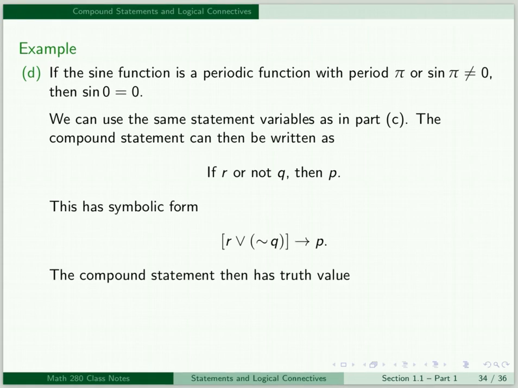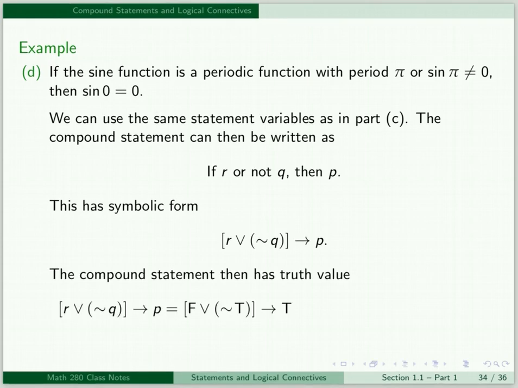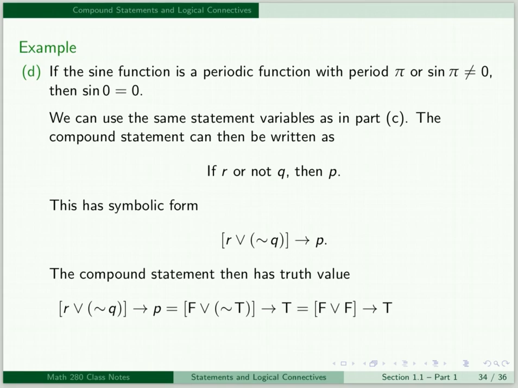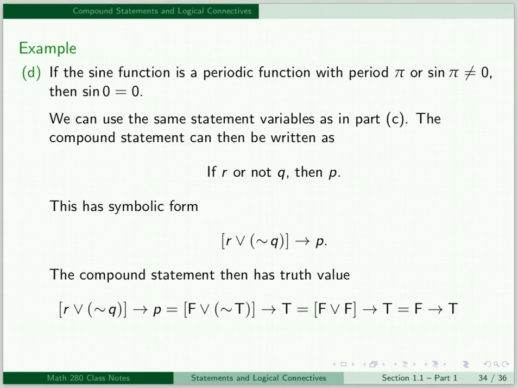The compound statement then has truth value false or not true implies true. Not true is false, so this simplifies to false or false implies true. And false or false simplifies to false, so this becomes false implies true. And now, according to the definition of the conditional, false implies true will be true. So our statement is true.